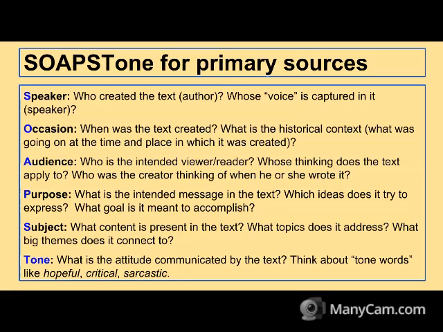You can use this SOAPSTone structure anytime you analyze primary sources. Keep these notes handy in your notebook to refer back to them. You will use them often in the course of your middle school and high school history classes.